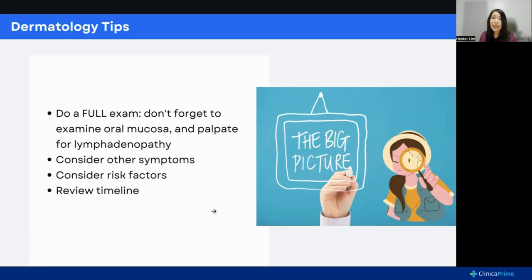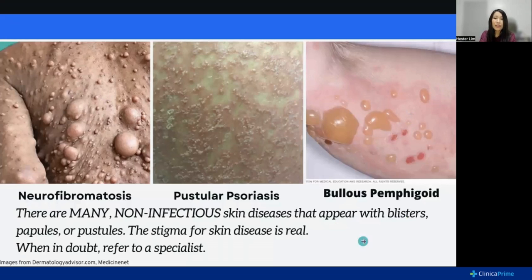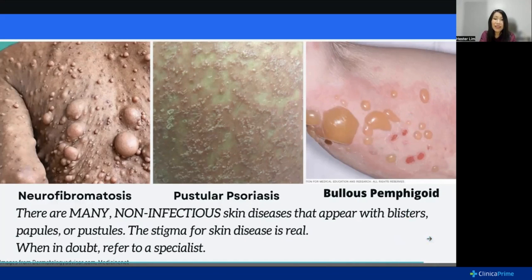And of course, review the timeline of symptoms and review the evolution of the rash. What did it look like when it first began is a very, very important question. Was it a macule, a papule, a vesicle, a pustule? And one of my closing sentiments is that there are many, many non-infectious skin diseases that will appear with blisters, papules, or pustules, conditions like pustular psoriasis, where these patients are febrile with numerous pustules, or conditions like bullous pemphigoid. Again, these are all autoimmune conditions. Neurofibromatosis is a genetic condition, and yet all these patients are burdened with the stigma for skin disease.